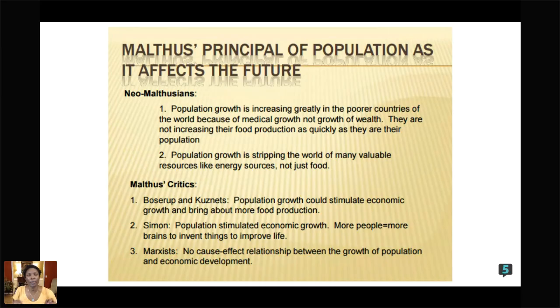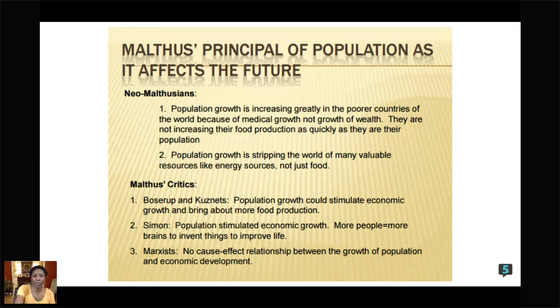And you should have also gotten to Neo-Malthusians, and that's like a rebirth. So they're basically just saying population growth is still increasing greater, but it's taking place more in poorer countries of the world because of medical growth and growth of wealth. They are not increasing their food production as quickly as they are their population. Neo-Malthusians also believe population growth is stripping the world of many of its valuable resources like energy. So that wasn't necessarily something that Malthus was thinking about. He was purely thinking about that food supply.